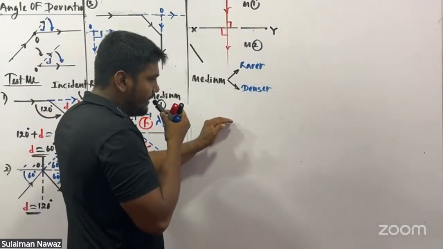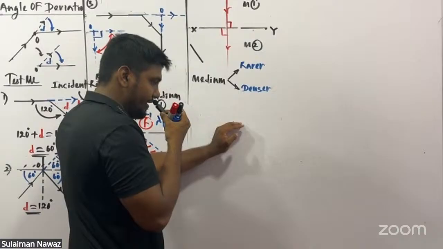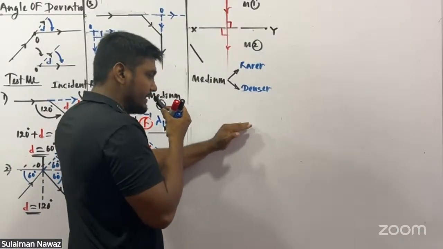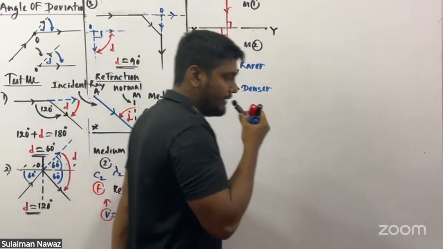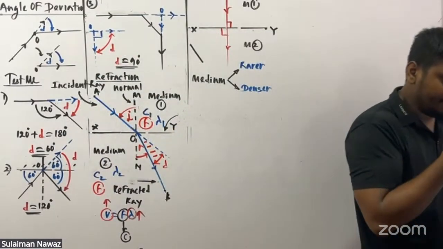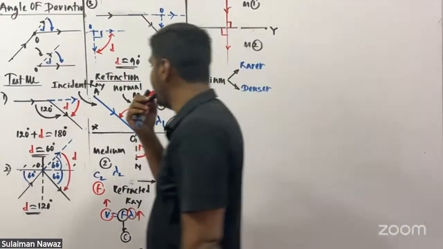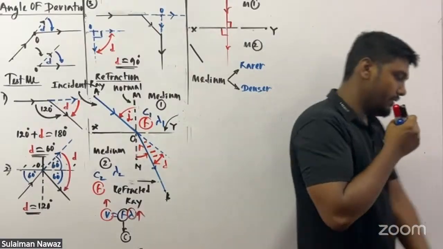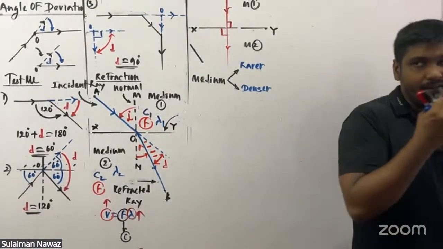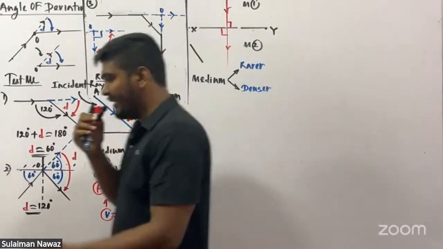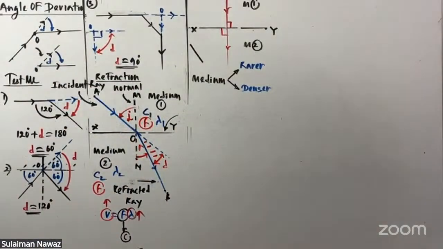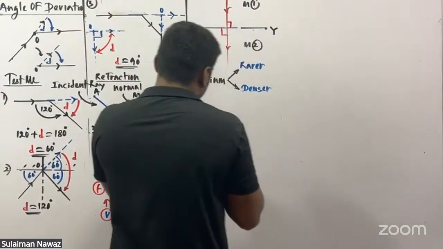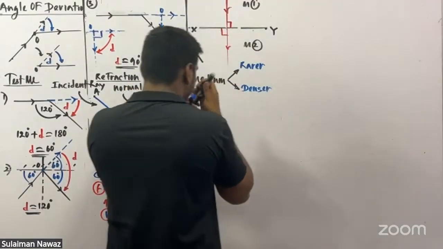The medium which has large density relative to other medium is denser medium. The medium which has the smaller density relative to other medium is rarer medium.